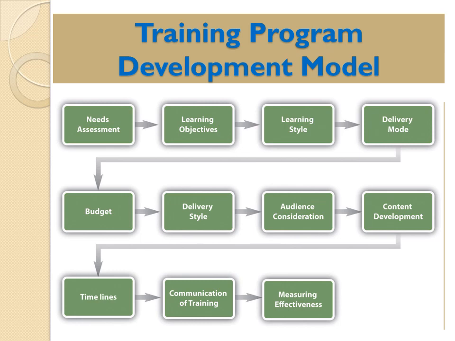You can see a flowsheet diagram in this slide. The first point is need assessment. The second point is learning objectives. The third point is learning style. Then comes delivery mode. And then the fifth point is budget. Then delivery style means how to deliver. Then comes audience consideration. After that, there is content development. Then comes timelines. After that, there is communication of training. Then comes measuring effectiveness.